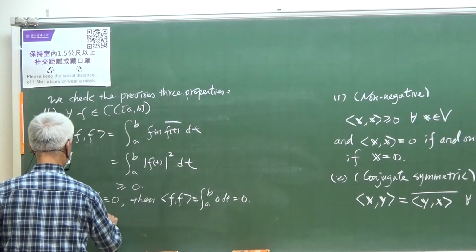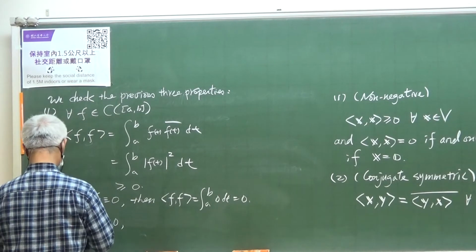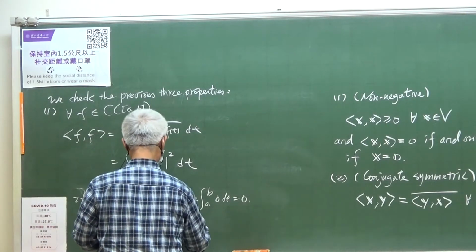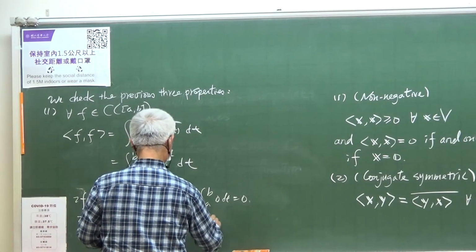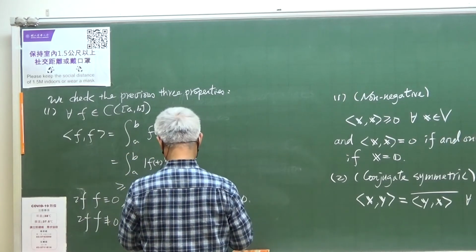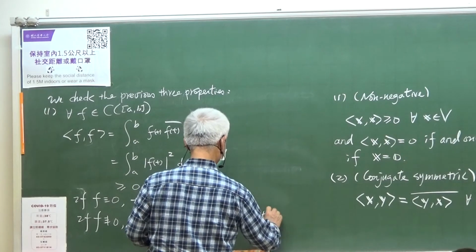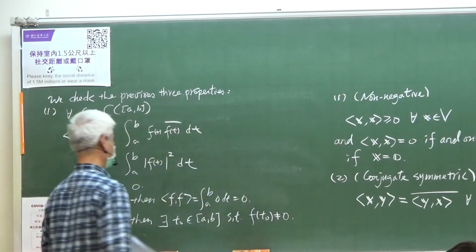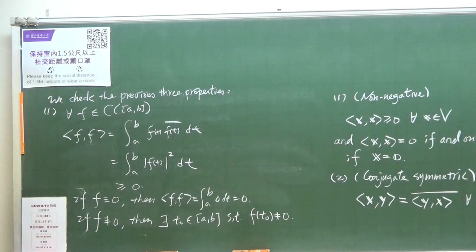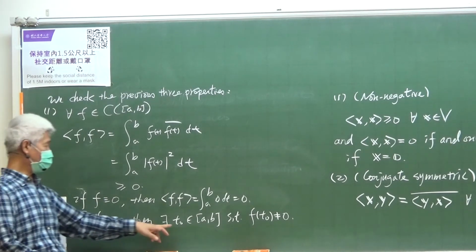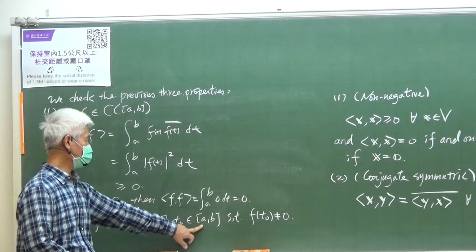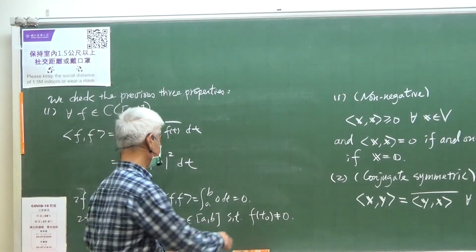Now, if f is not equal to the 0 function, then there exists a point P0 in [a, b] such that f of P0 is not equal to 0. Okay? So if f is not the all-zero function, we can find a point P0 in this interval such that f of P0 is not equal to 0.